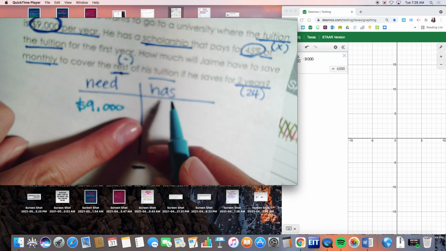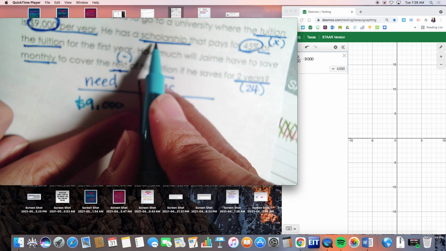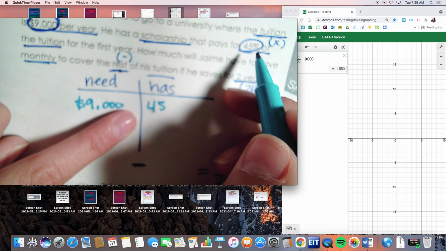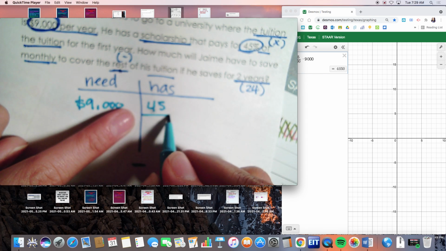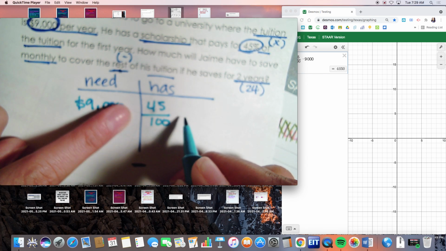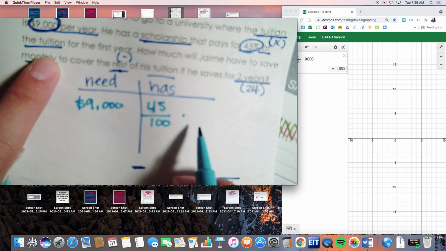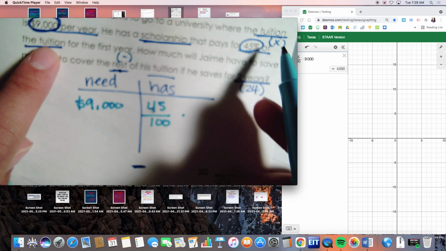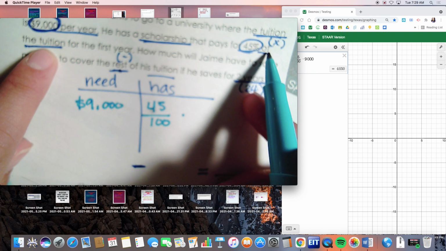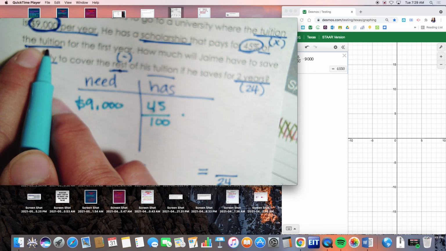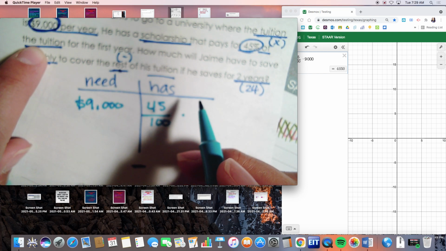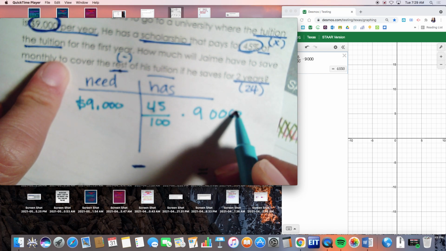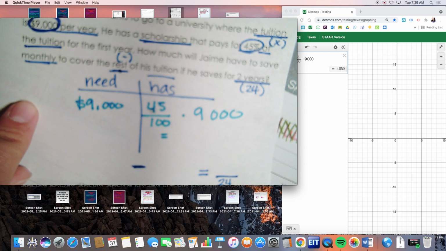And we know he will have a scholarship that's going to pay 45 percent, but we don't write percents like that, remember? We write it over 100, and we're multiplying. I'm using this little dot to signify that we're multiplying by the tuition, because the word "of" tells you we have to multiply whatever comes after. Whatever comes after is tuition. So we're multiplying it by the tuition, which we know is 9,000. And we need to figure out how much that is, okay?